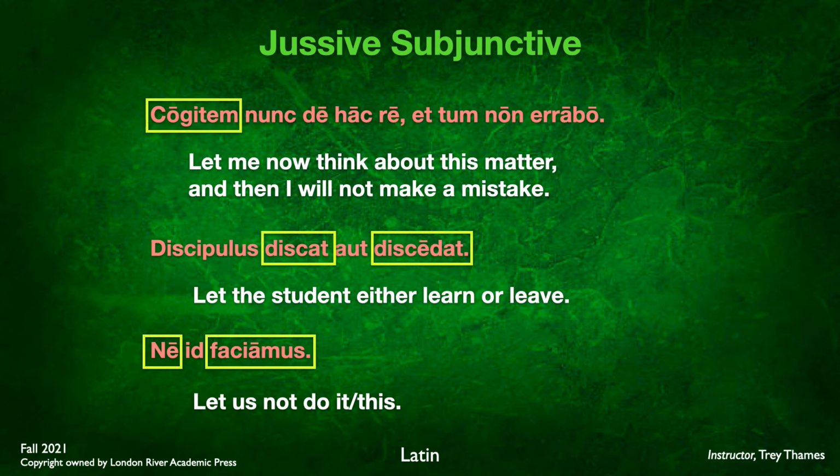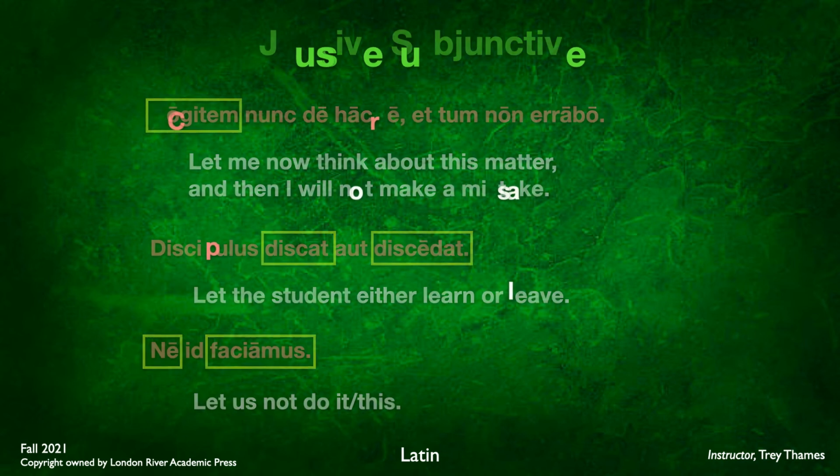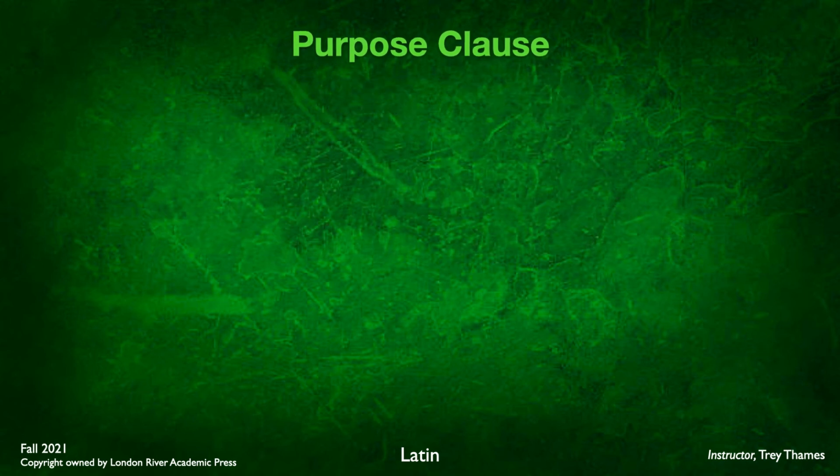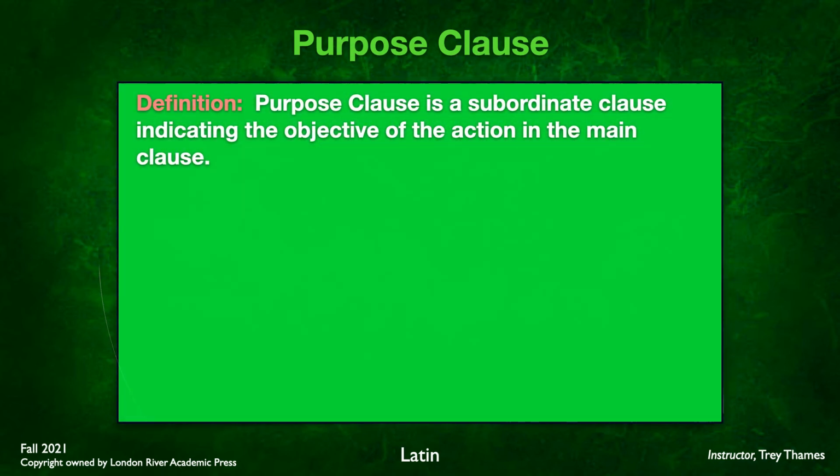Let's look at one final use of the subjunctive for this chapter. There'll be many more, but for this chapter, we're going to finish up here with purpose clauses. All right, well, what is the definition of a purpose clause? A purpose clause is a subordinate clause indicating the objective of the action in the main clause. In other words, why is the verb, whatever is happening, being done? What is the objective here?